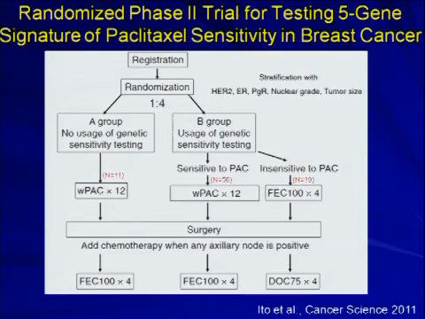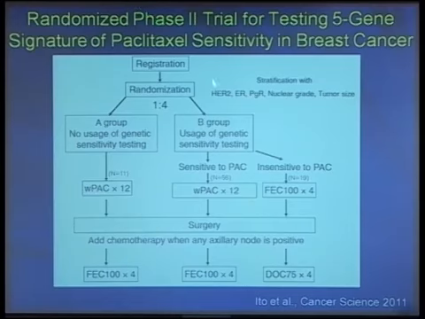So there's a recent publication, Cancer Science 2011, and I use this as an example. It's basically a randomized phase 2 trial for testing the 5-gene signature of paclitaxel sensitivity in breast cancer. So the design is like this. You register patients, randomize them in a 1:4 ratio. Group A doesn't use this genetic sensitivity testing, and group B then uses this 5-gene signature.